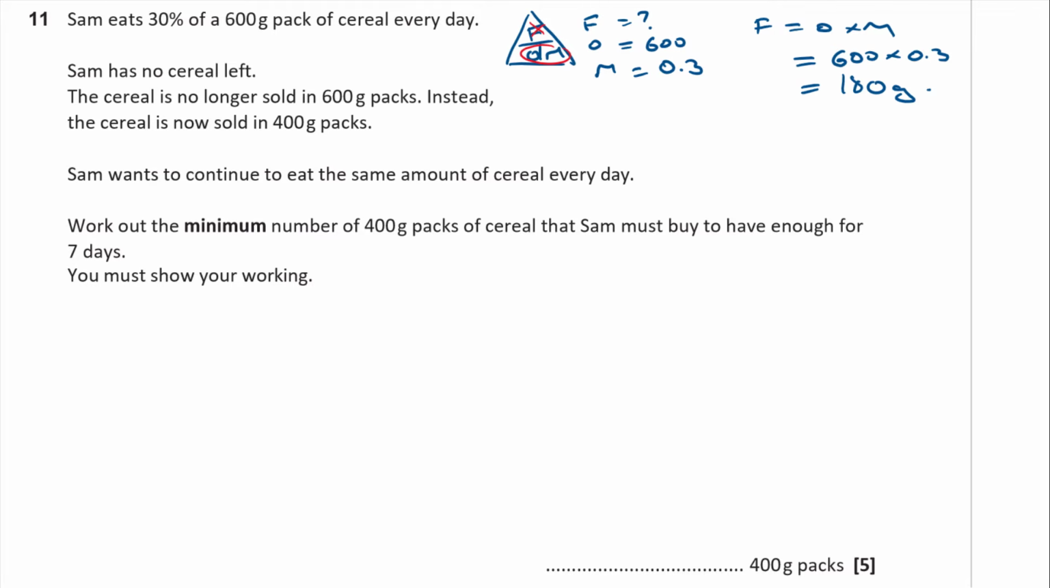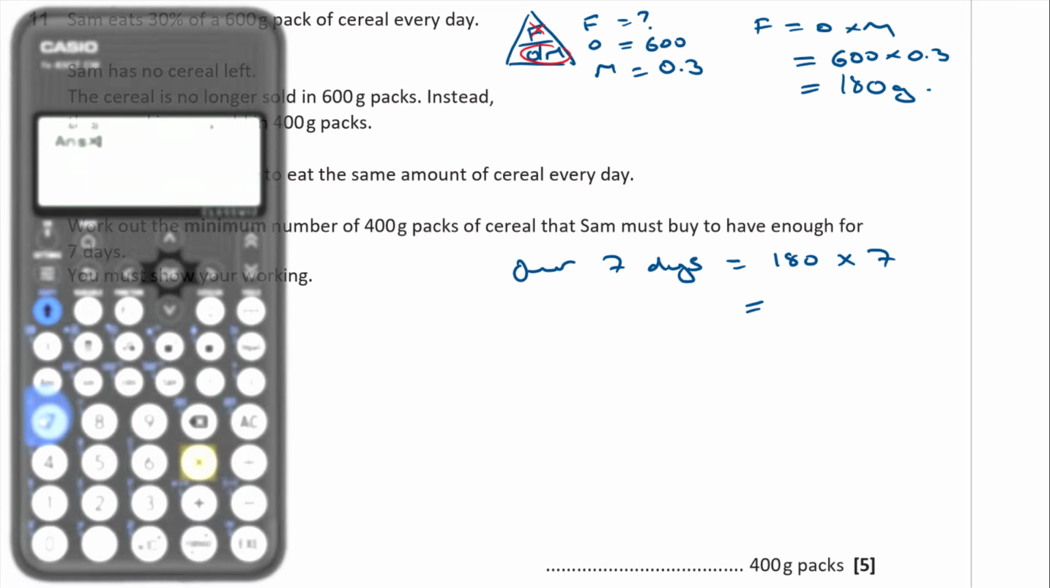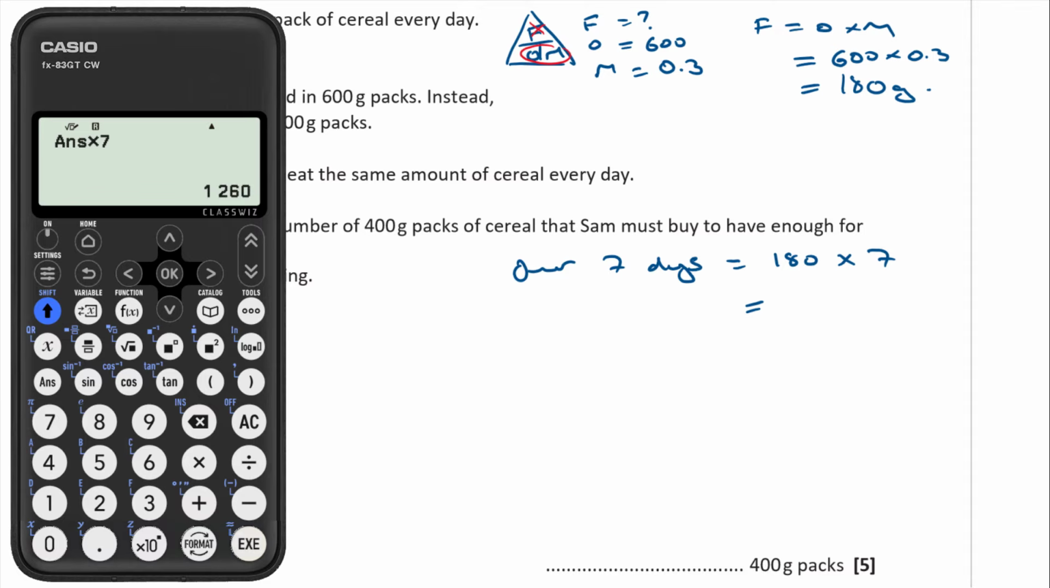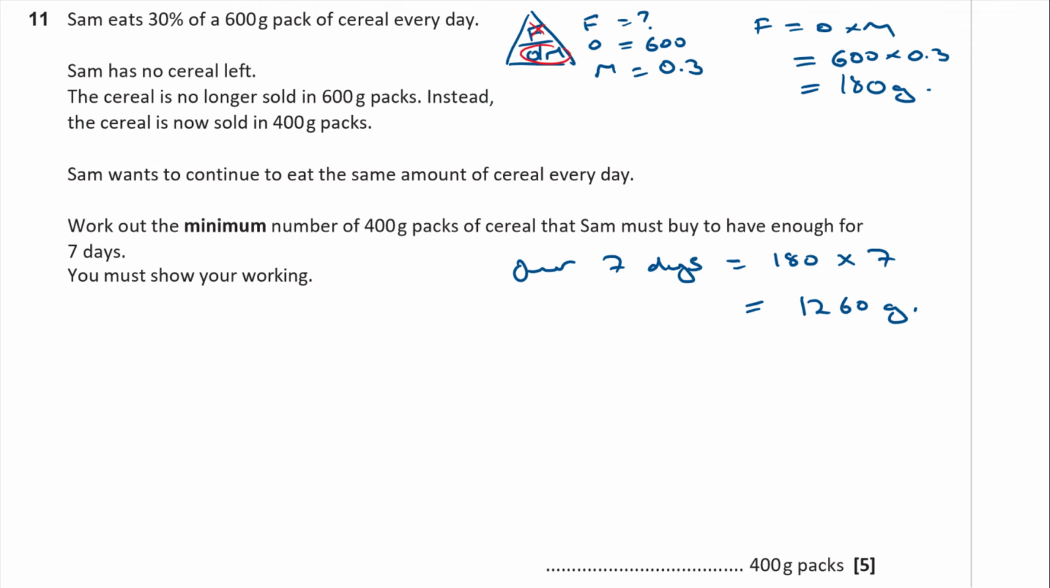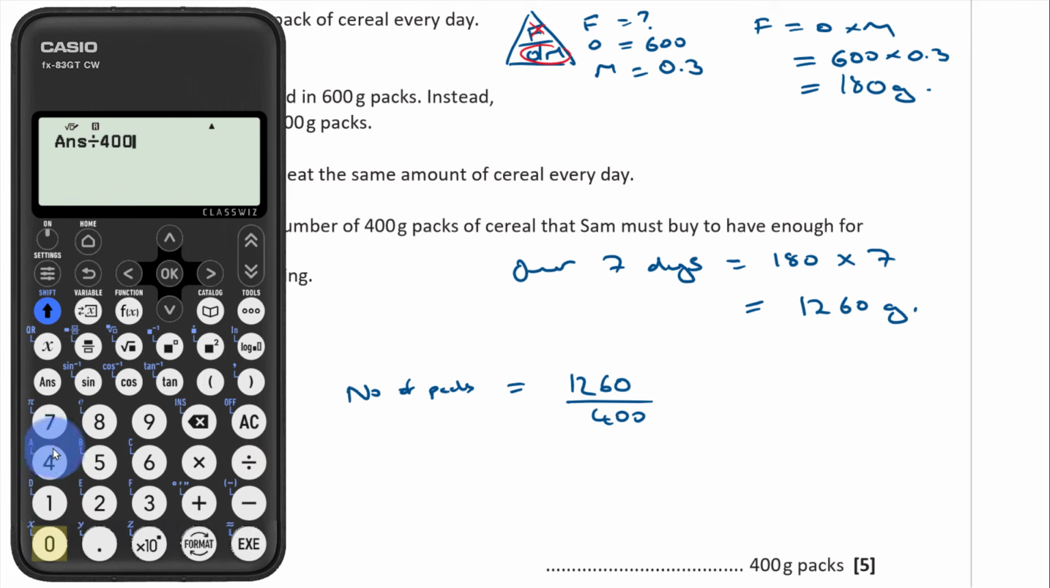So, if he wants to eat those for 7 days, so over 7 days, that's going to be 180 grams times 7, isn't it? So just times that on my calculator by 7, that comes to 1,260 grams. So what's the minimum number of 400 gram packs he needs to buy? Well, number of packs is going to be 1,260 divided by the 400 in each pack. So if I divide that by 400, that's coming to 3.15. Okay, so he needs 3 and a bit packs.